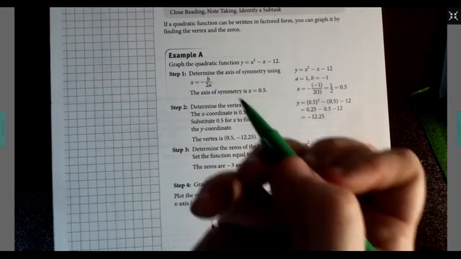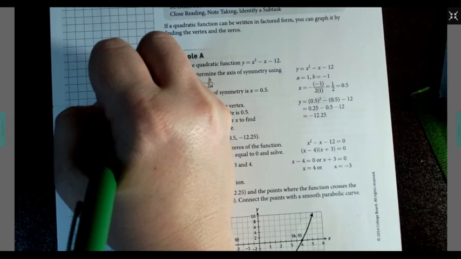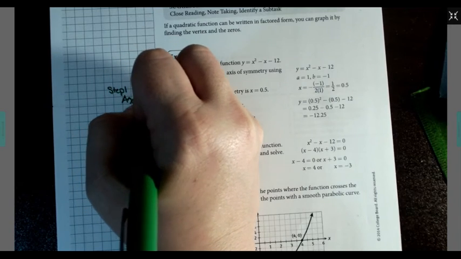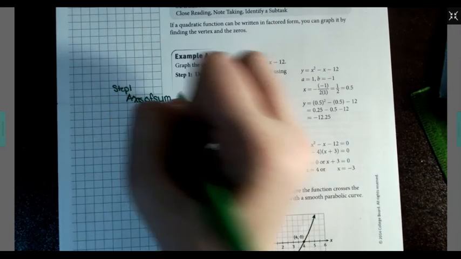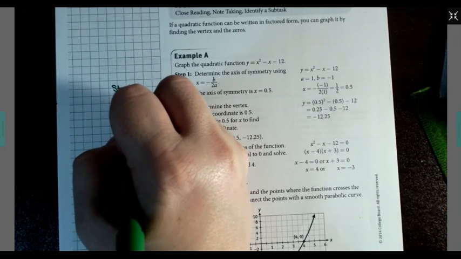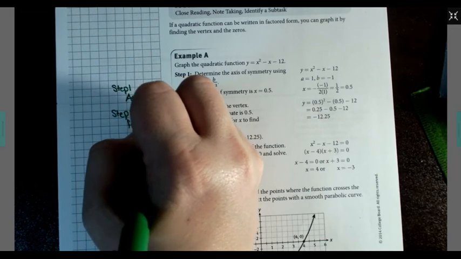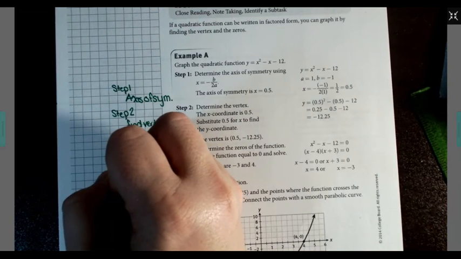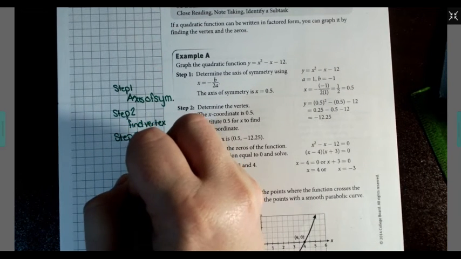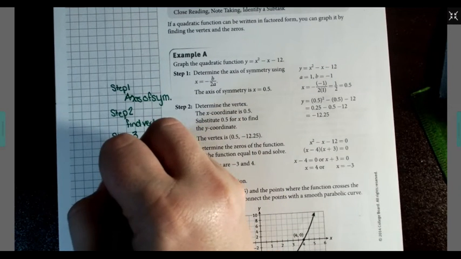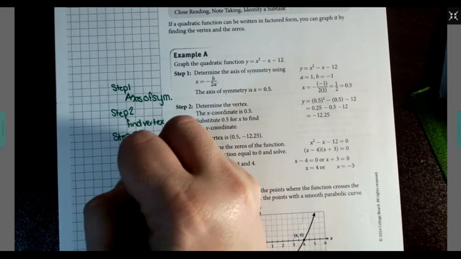So you're going to find step 1, we need to do axis of symmetry. Step 2, find vertex. Step 3, find zeros. Step 4, graph.